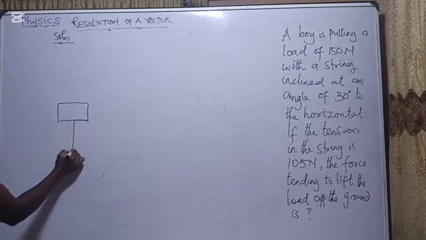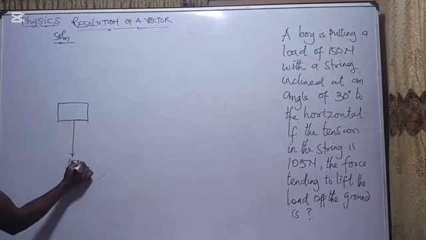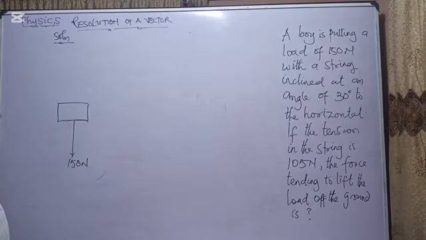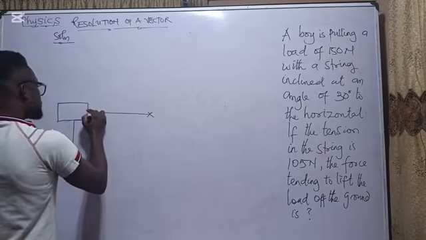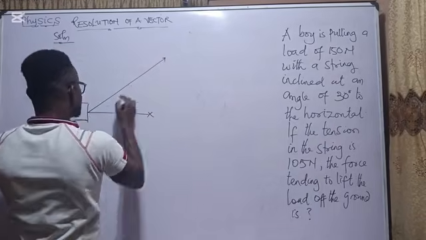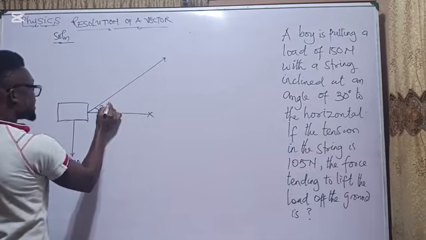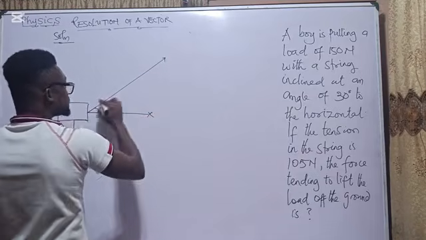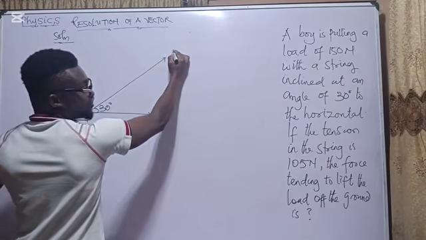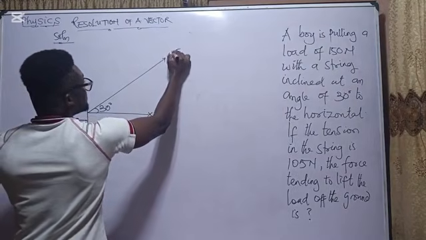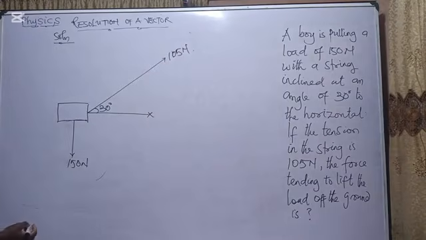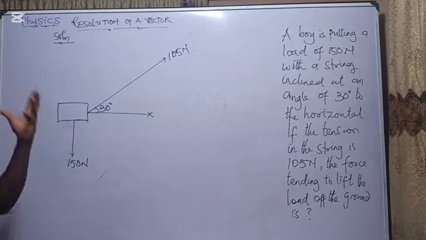Now the weight of the load is 150 Newton. Now a boy is pulling this very load at an angle of 30 degrees. If here is the horizontal level, then the angle at which this boy is pulling the load is 30 degrees. So the boy is pulling it through this string, and the tension on the string is 105 Newton. Then calculate or find what? The force tending to lift the load off.